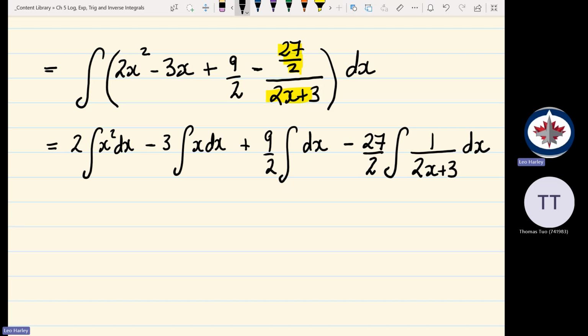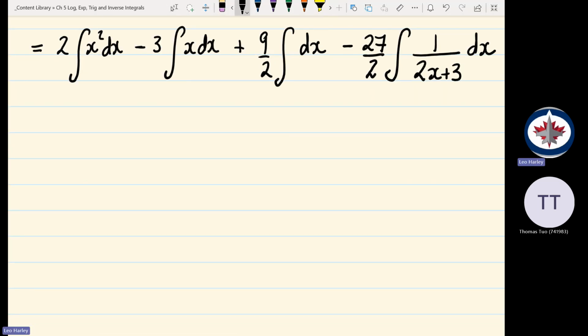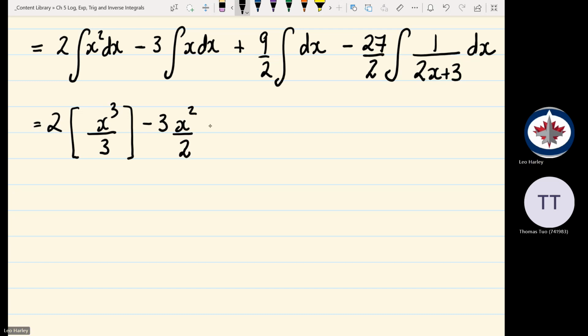All right, can we find the integrals of all of these pieces? Sure, why not? The first one is pretty friendly. It's going to be 2 bracket x cubed divided by 3 minus 3 times x squared divided by 2 plus 9x over 2. How do we do the last one?